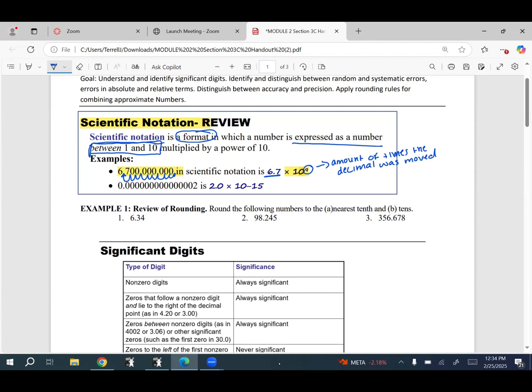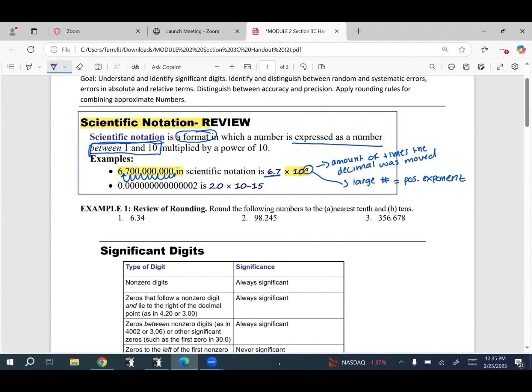And I know it's going to be a positive 9 because I'm dealing with a very large number. So let's also write here, large number equals positive exponent. So let's look at this other example below it. It's a very small number. That is not in scientific notation because it's not a value between 1 and 10.